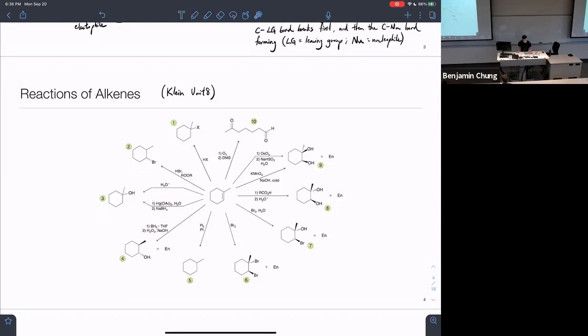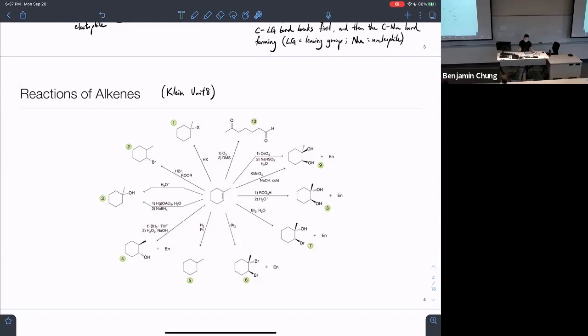Reaction 1 is addition of HX across a double bond, and that gives you the halide at the more substituted position. Whereas if you react an alkene with HBr in the presence of a peroxide, then you actually get the reverse selectivity, giving you the bromide at the less substituted position.